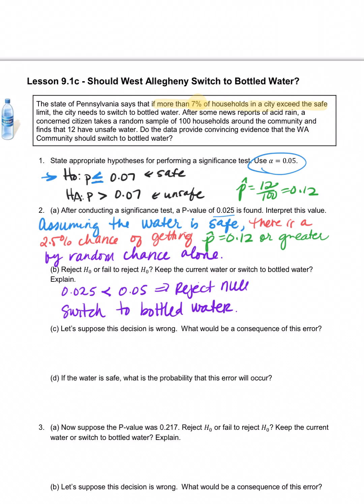So here's the question. It says, suppose the decision is wrong. What is the consequence of this error? You will see this, okay?